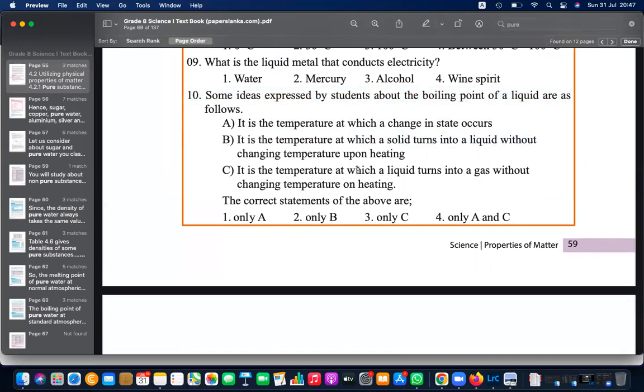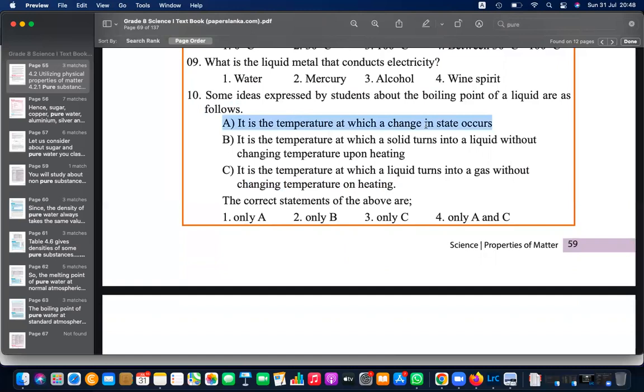It is the temperature at which solid turns into liquid without changing the temperature upon heating. Boiling point of a liquid. Solid turns into liquid, no. It's not solid turning into liquid, then what turns into what? So what is the transformation that happens here? Liquid into gas. It is the temperature at which the liquid turns into gas without changing the temperature on heating. Yes, that is correct. A is the correct answer.